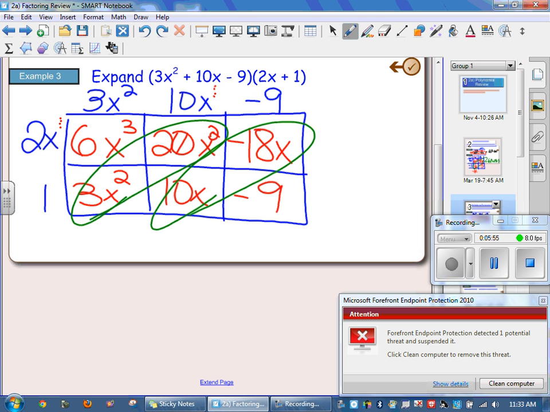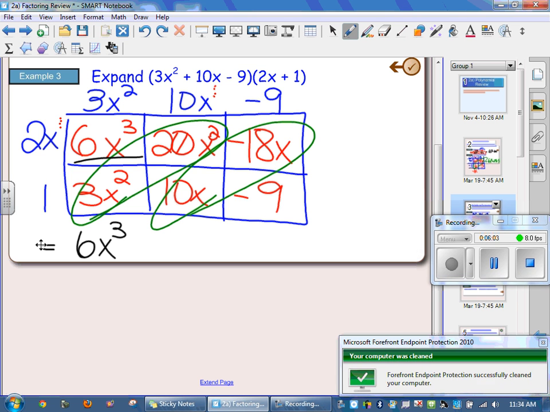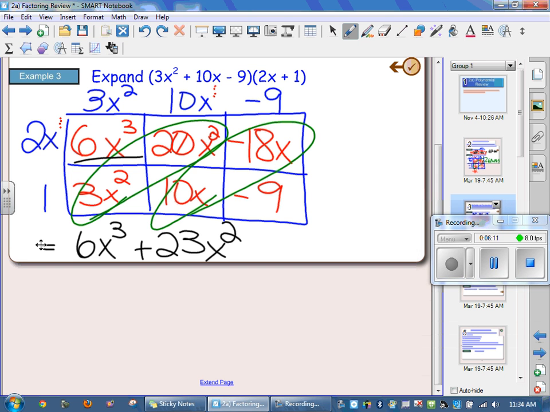Okay? So our final answer is going to give us 6x cubed, nothing adds to the first one. We add the next two, we get plus 23x squared. We have to put a plus sign in between them because they're positive. You can't just stick them side by side. If you do, that means they're multiplying. They're not multiplying. Then you've got your negative 18 and a positive 10 to give you a negative 8x, and your negative 9 goes to the end because nothing adds to it. Okay? And again, these are written in descending order, meaning highest exponent to lowest exponent to no exponents.